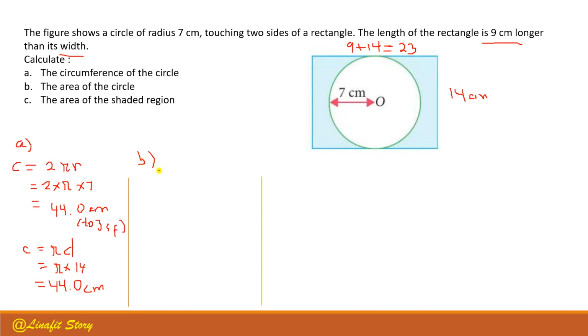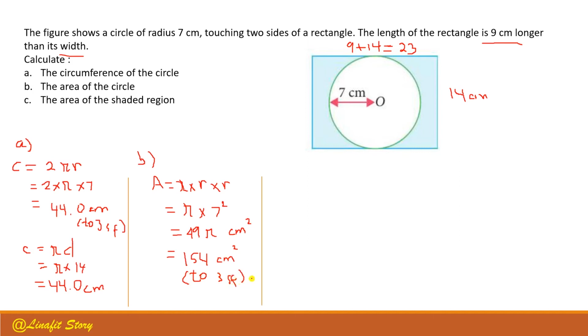B. The area of the circle is pi times radius squared. So pi times 7 squared is equal to 49 pi square cm, which is equal to 154 square cm. Three significant figures.